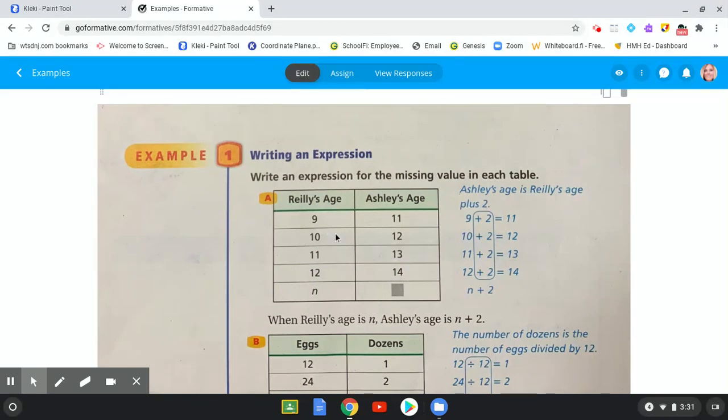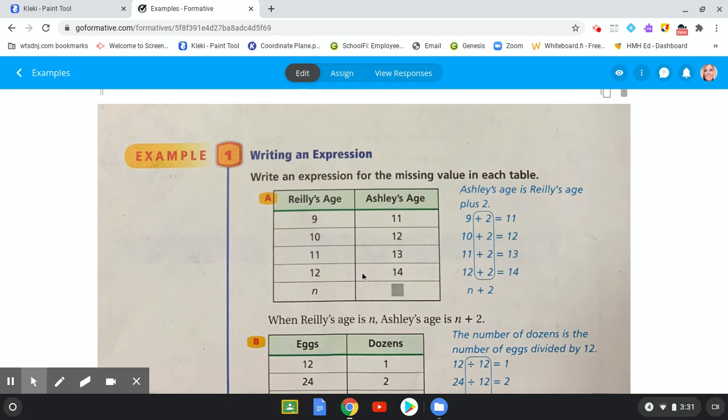So let's see if that works out with all of them. Is 10 plus 2 equal to 12? Yes. 11 plus 2, does that equal 13? Yes. Does 12 plus 2 equal 14? And the answer is yes.